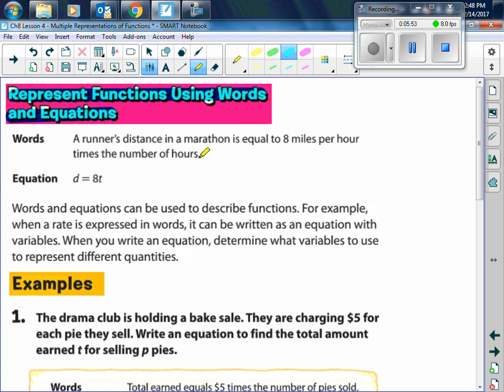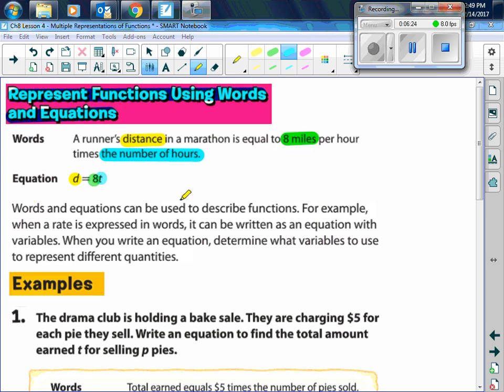If you look here, this is the equation. D is equal to 8 times T. It matches up. The words and the equation match up. Here we've got the runner's distance, that's D, in a marathon is equal to 8 miles per hour times the number of hours. Everybody see that?